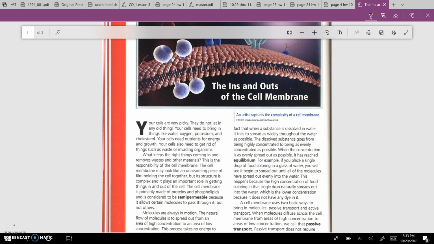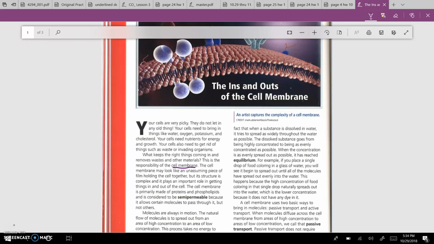What keeps the right things coming in and removes waste and other materials? This is the responsibility of the cell membrane. The cell membrane may look like an unassuming piece of film holding the cell together, but its structure is complex and it plays an important role in getting things in and out of the cell.